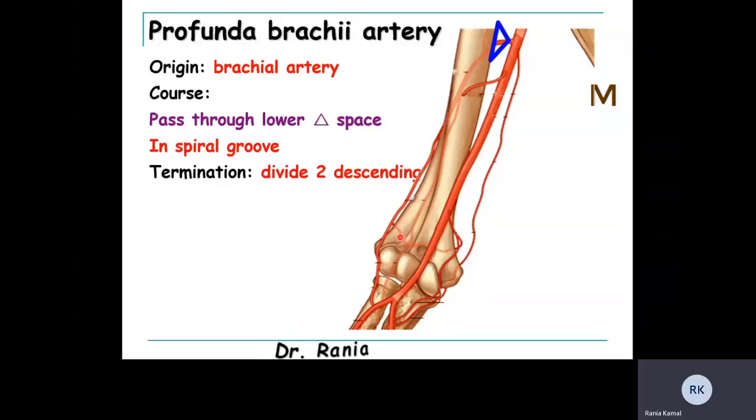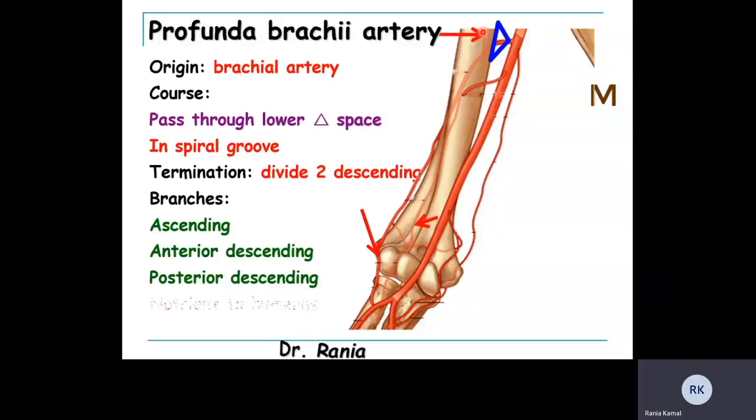into two descending branches, one anterior descending and one posterior descending, in front of and behind the lateral epicondyle. It gives an ascending branch to share in the anastomosis around the surgical neck, and it also gives a nutrient artery to the humerus and muscular branches.